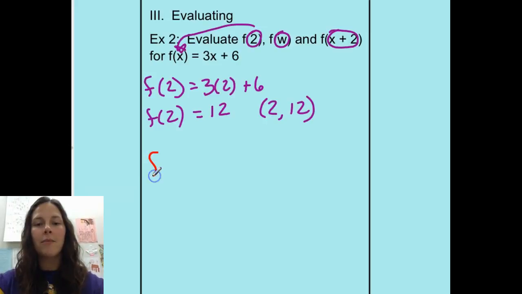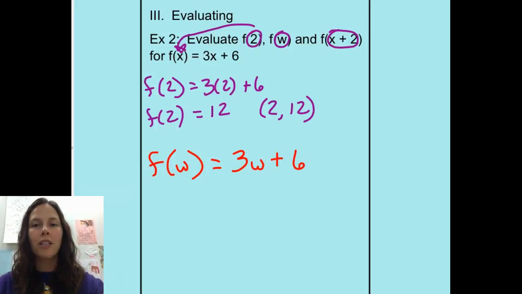Next, we're going to do the same thing for f of w. Everywhere we saw an x on either side of the equal sign, we're going to replace it with a w. So f of w would look like 3w plus 6 instead of 3x plus 6.